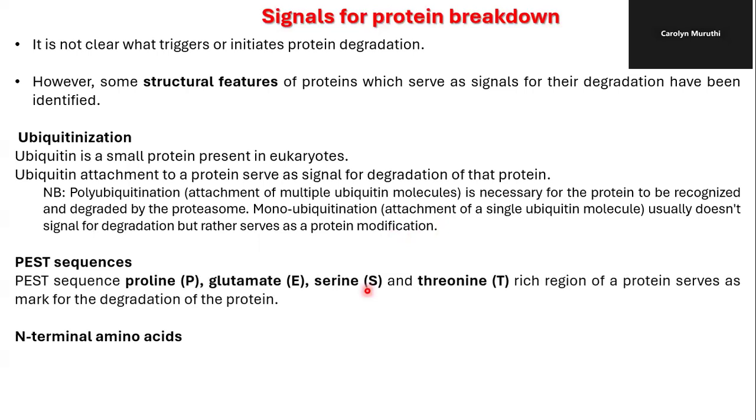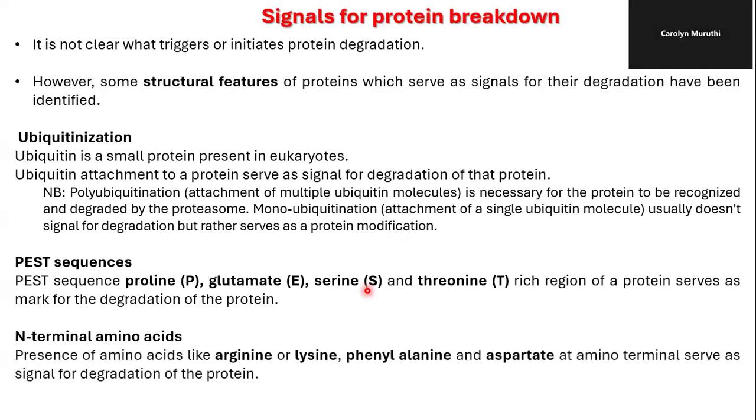When we're talking about PEST, here we are talking about a region rich in proline, glutamate, serine, and threonine, which will serve as a mark for degrading that particular protein. On the other hand, for the N-terminal amino acid, we're talking about the presence of amino acids including arginine, lysine, phenylalanine, and aspartate, which are found at the amino terminal and serve as a signal for degrading that particular protein. So let us look at each of these signals or markers closely.